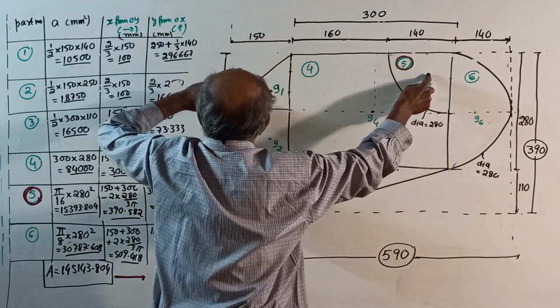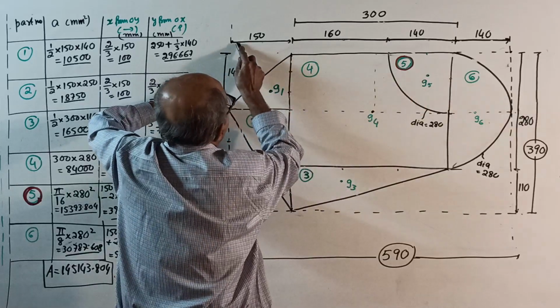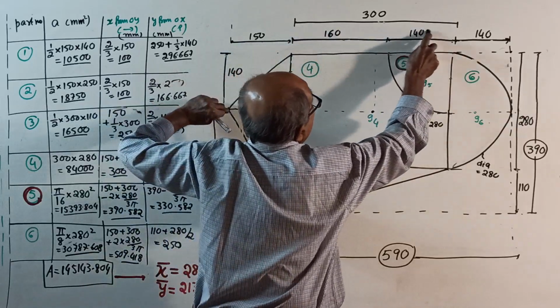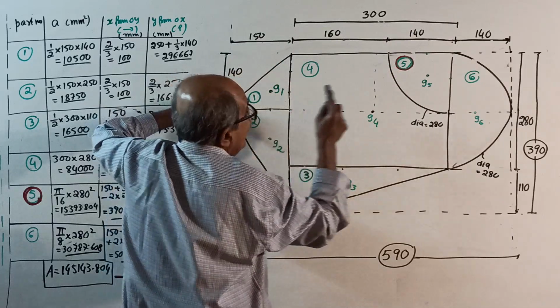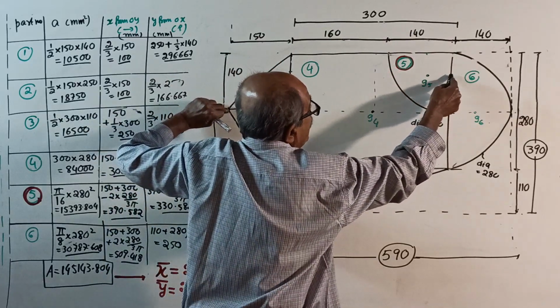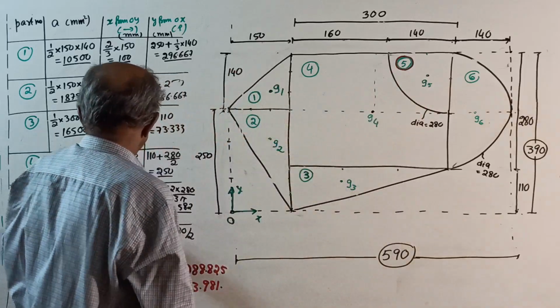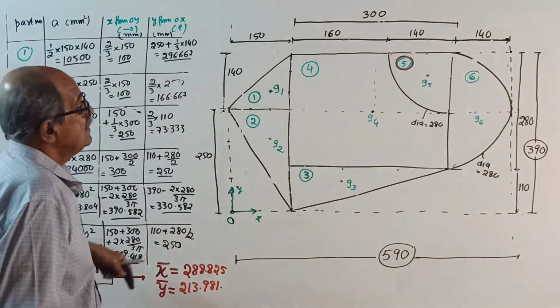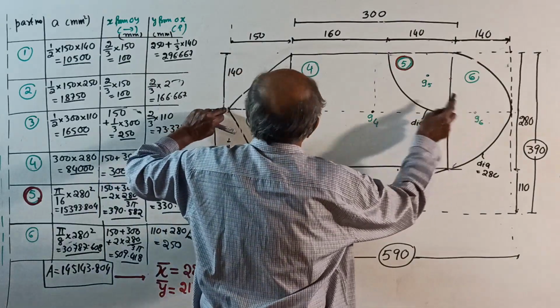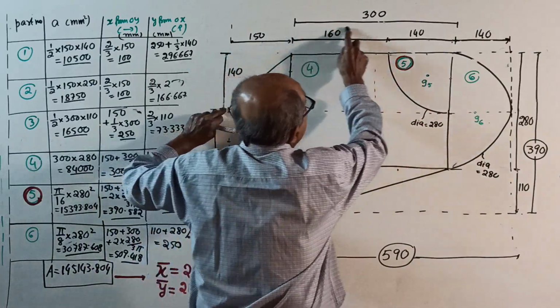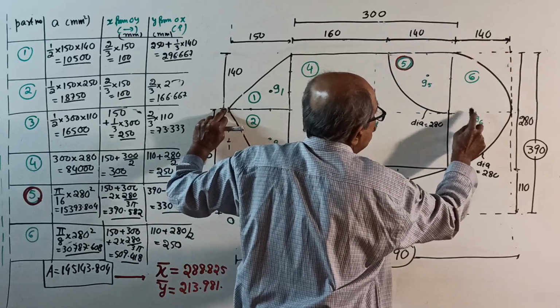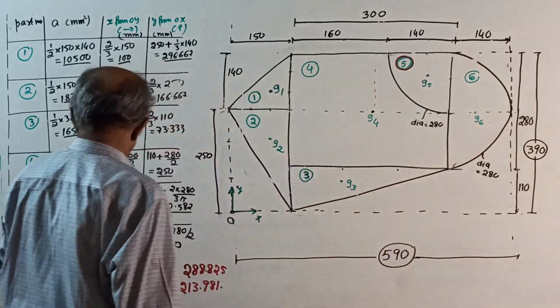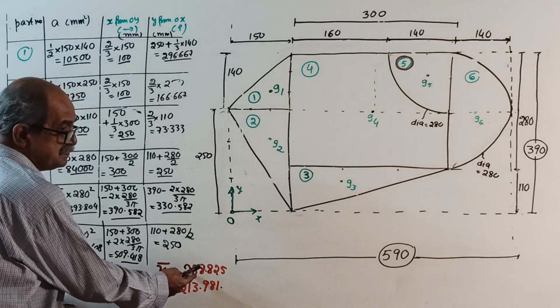X5, see here, from this corner, 150 plus 300 will give from here up to here, minus 2D by 3 pi. X6, see up to here, 150 plus 300 plus 2D by 3 pi. Using that one, you will get x bar.